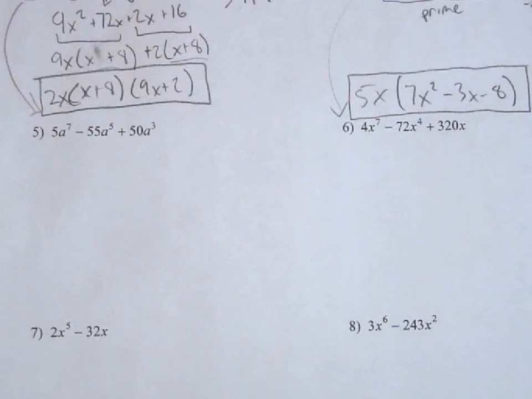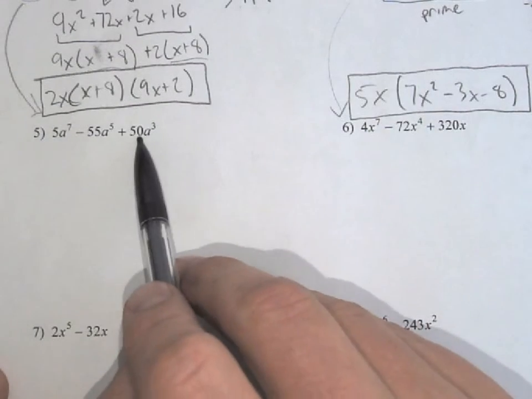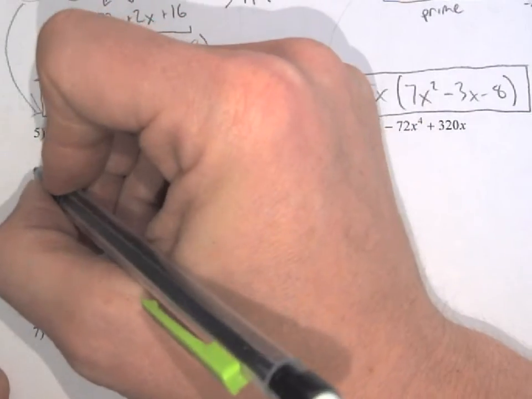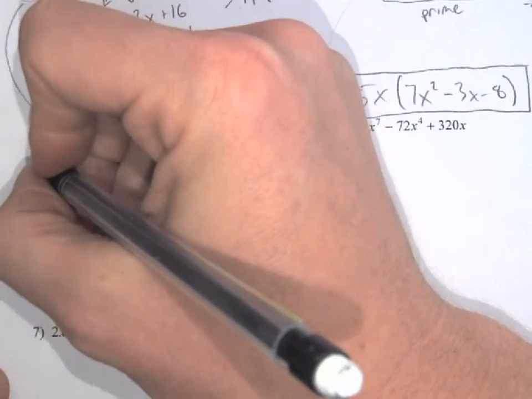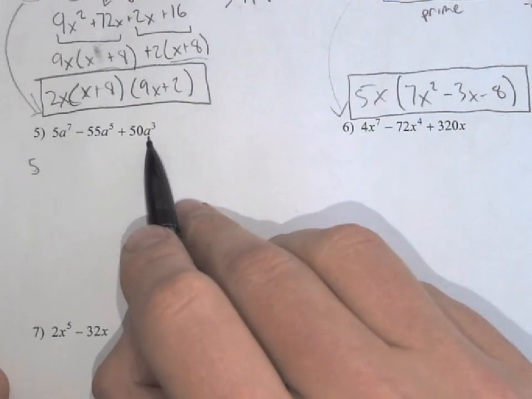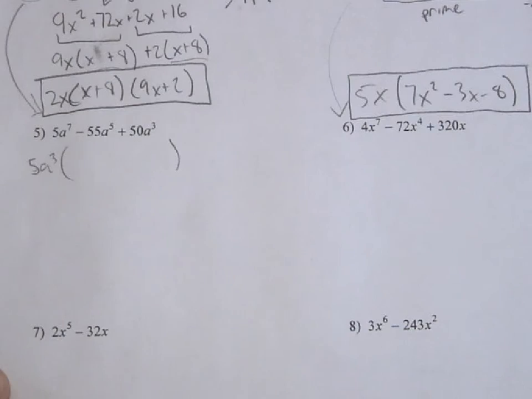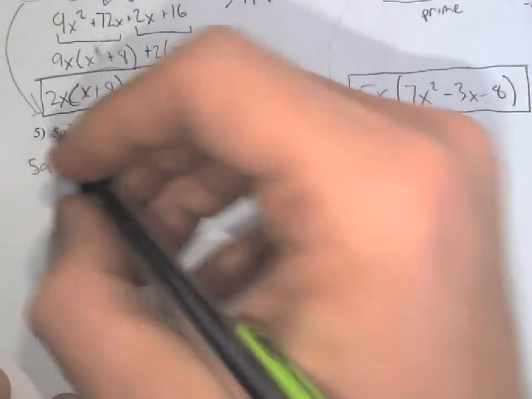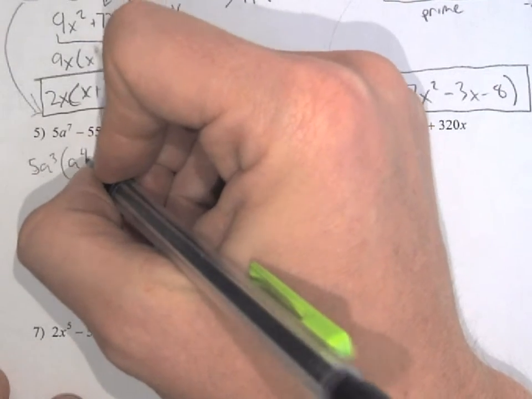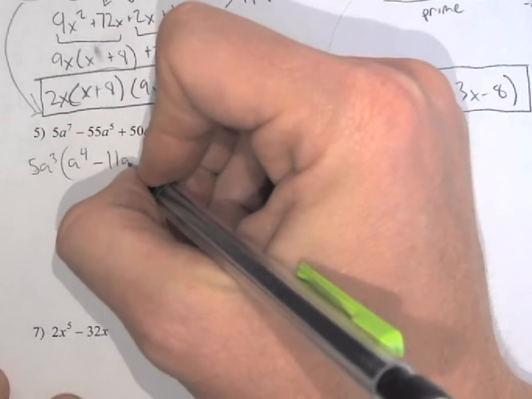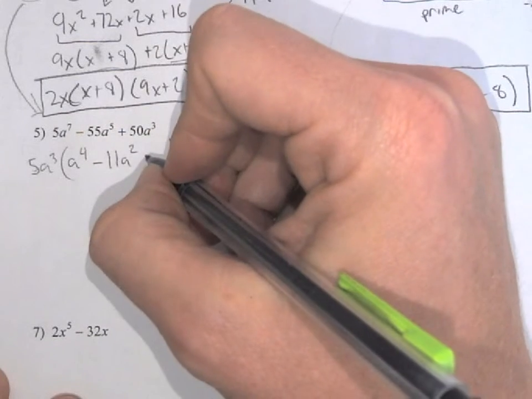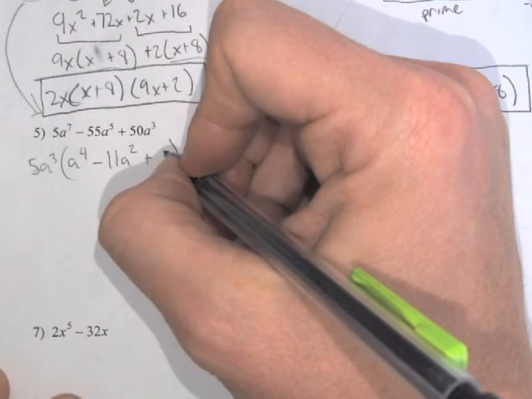Okay. Once again, this first step is always find the greatest common factor. In this case, the number part is 5. 5 goes into all of those. We also got to take care of the variables, though. And if we notice that the smallest power of a is a to the third, that is the most a's that we're going to be able to take out. So we take out the 5a to the third, and we're going to be left with a to the fourth minus 11a squared plus 10.